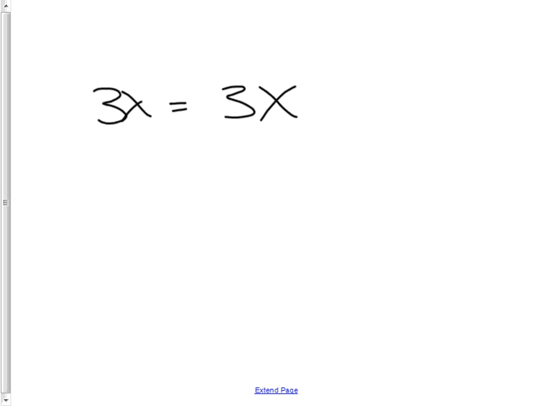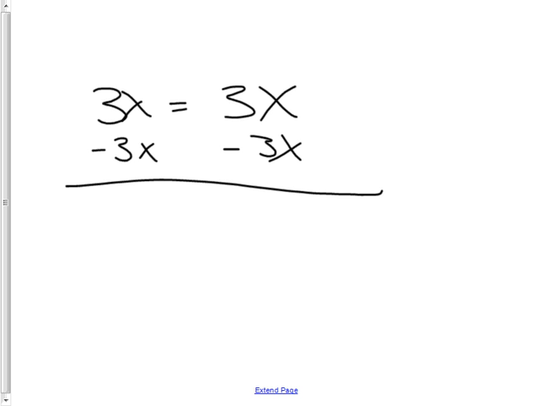3x equals 3x. Can't argue with that. But what's the answer to it? Infinite solutions. Or all real numbers is another good answer. Because when you're all done with it, you get a fact. If you solve this, I'm going to subtract 3x from both sides. Can I do that? Yeah, I can. And I get 0 equals 0. Is that a true statement? Yeah, if you get a true statement, then the answer is all real numbers work.